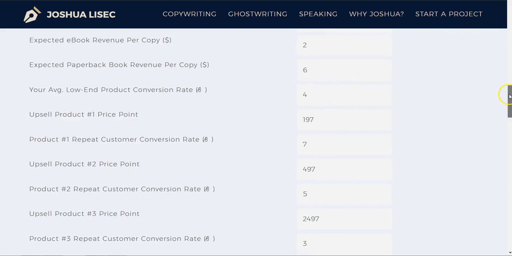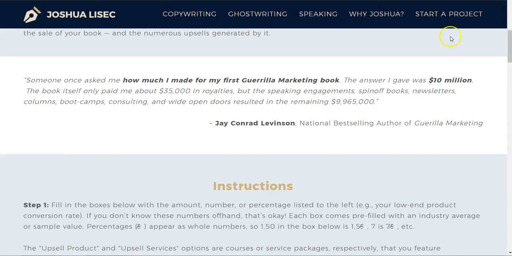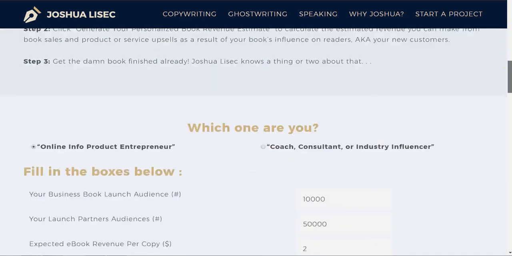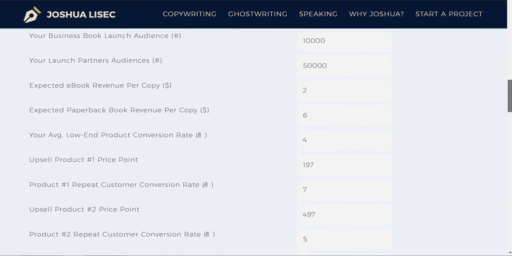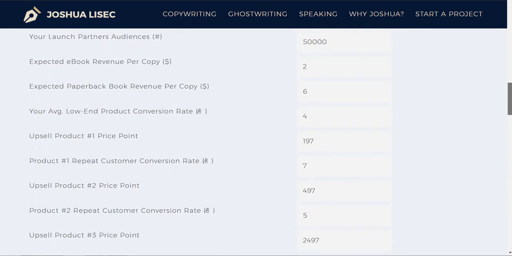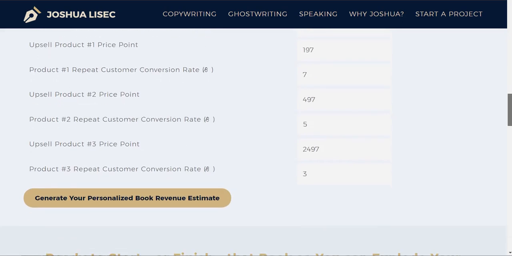Now, the real money, as indicated in this quote from Jay Conrad Levinson, is not necessarily in the sales of the book, it's in the sales of your products and services that happen as a result of people reading your book and the doors it opens for you. So in this example, I've given you 3 potential upsell products to mention here. So let's say you're an online entrepreneur, and let's say you have your first course that people buy in your product launch funnel or sequence is $197. So you would put that in here.